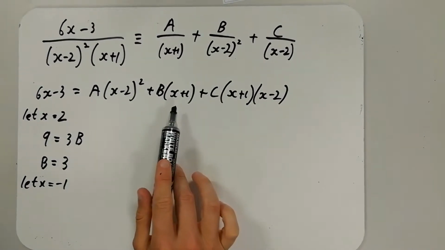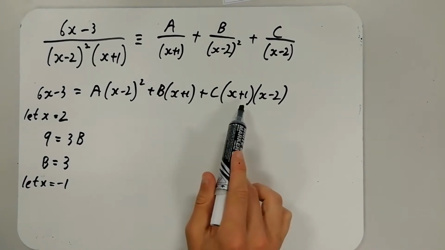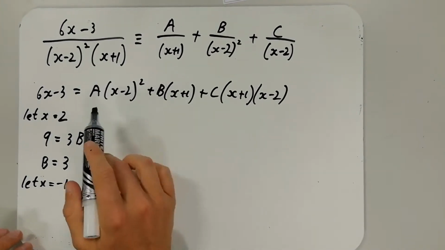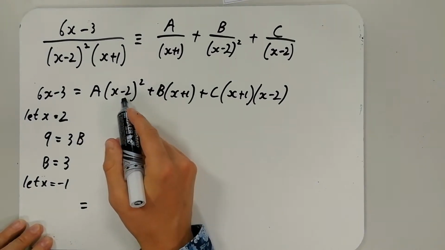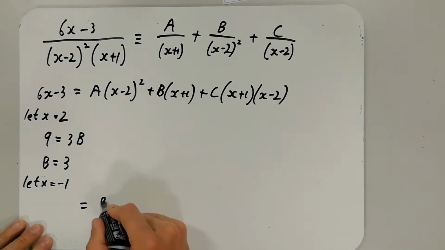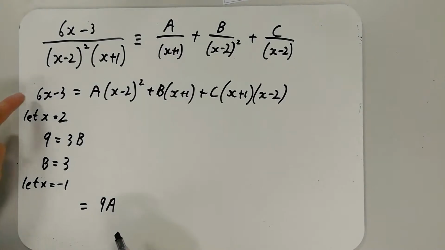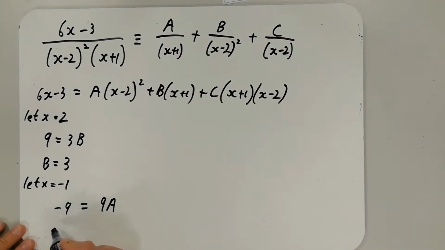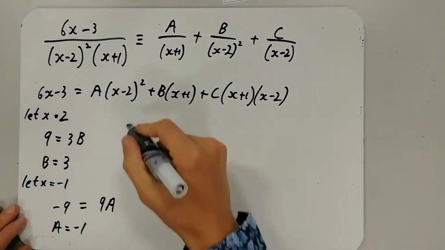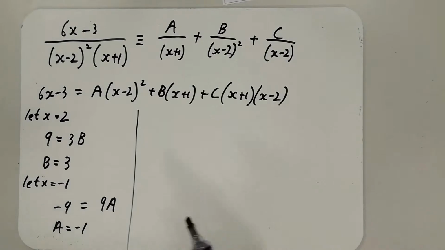So if we let x equal minus 1, we're going to get a 0 there, a 0 there, and we're going to get a, so minus 1 minus 2 is minus 3 squared, I get 9 lots of a, and on the left hand side I get minus 6, minus 3, minus 9, a is minus 1. Again, nice value, I can probably trust it.